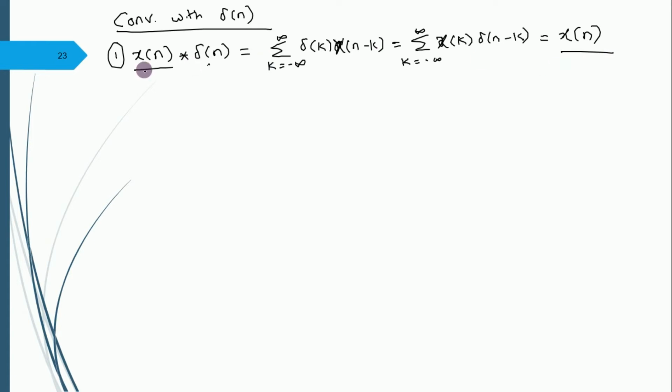So next, second one, very simple. So I can give any such example. For example, x of n convolved with delta of n minus n naught. So this will give you, refer to this and tell me what comes as the answer here.